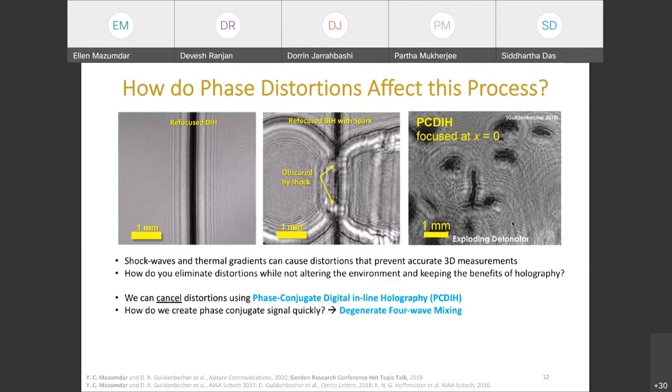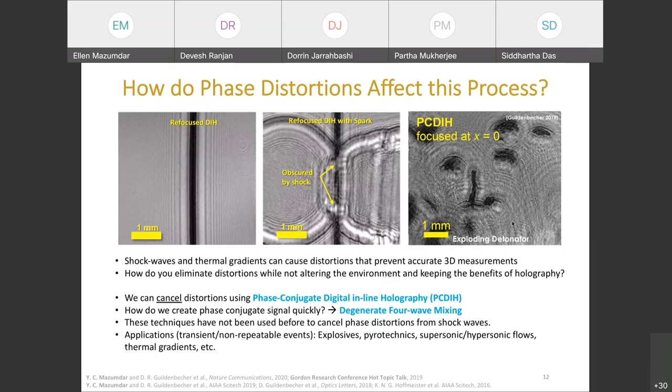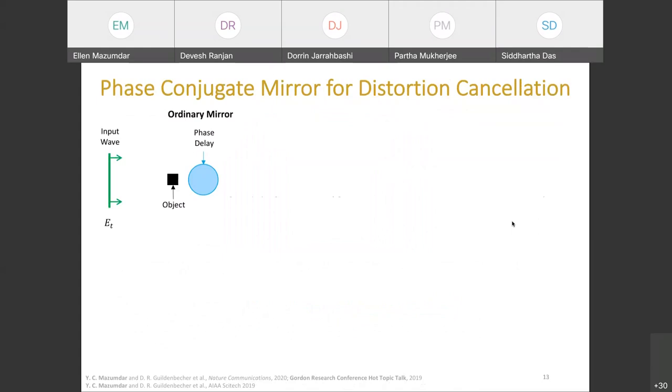So how do we make this process work? To use phase conjugate holography, you need degenerate four-wave mixing in order to do it in real time. And these techniques have not actually been used before. So it's something new that me and my postdoc advisor have been working on for a bit, and that works out really well. It has a lot of really cool applications. So I'll try to go over it fairly quickly.